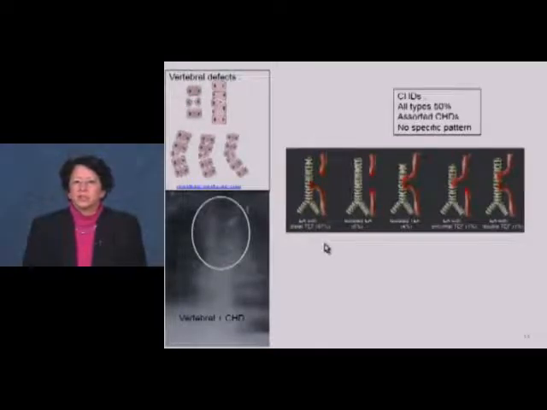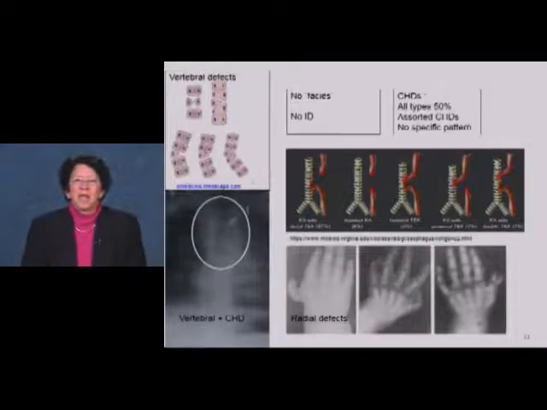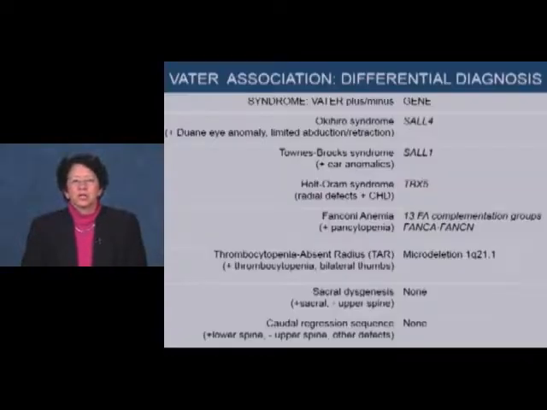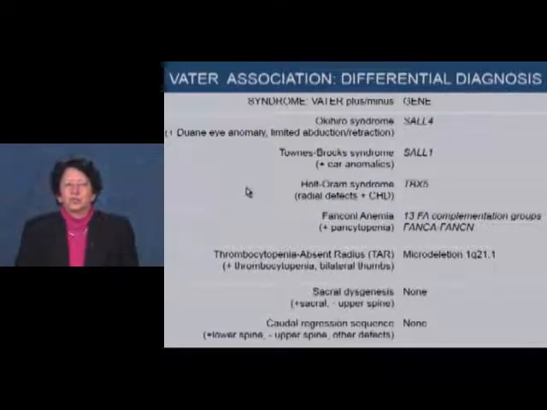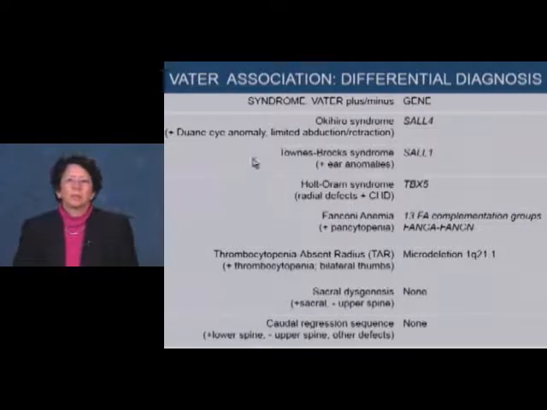These are the different types of TEF, esophageal atresia. These are a variety of radial defects with the thumb as well as the radius. And there is no facies, there's no distinctive facial appearance, and there's no intellectual disability. So one of the reasons for knowing a lot more about VATER association is because of the differential diagnosis. The reason a geneticist will spend a lot of time evaluating a child in the newborn period is to make sure there isn't something else going on.